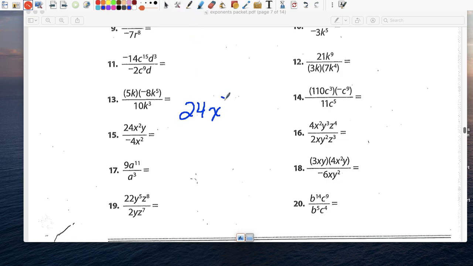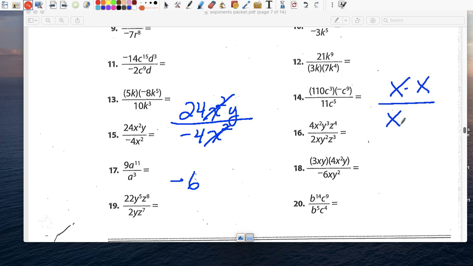Next, 24 x squared y divided by negative 4 x squared. Right, this is easy. 24 divided by negative 4 is negative 6. Done. X squared and x squared, well, they both simplify to 1, right? So you have x squared, which is x times x, and at the bottom you have x times x. This one and this one simplifies to 1. This one and this one also simplifies to 1. So they're gone, and y is the only thing left over. There's no other y's in the denominator. Here we go. Final answer.